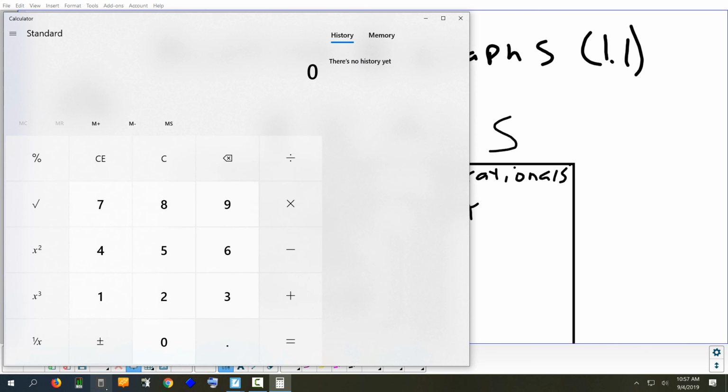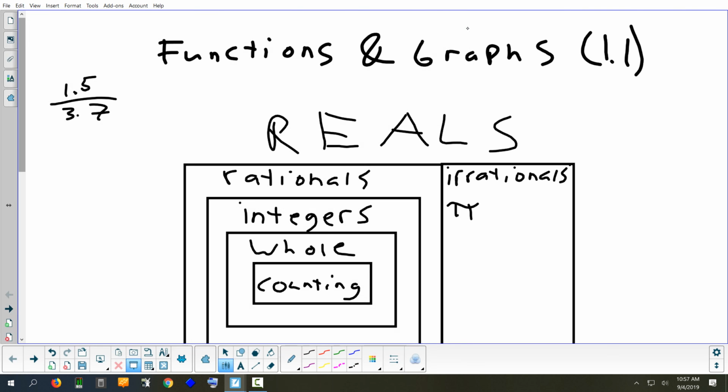And some people say, well, isn't 22 divided by 7 the fraction for pi? Not really. You get the 3.14, but it's 3.14159. So after 3.14, 22 over 7 isn't that accurate. So pi we can't write as a fraction.